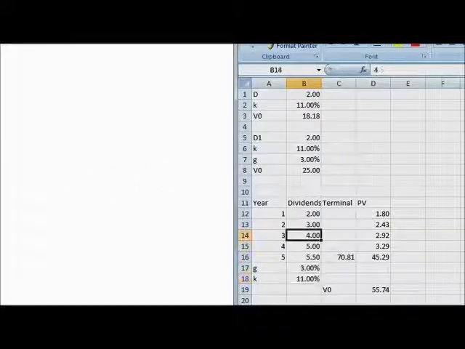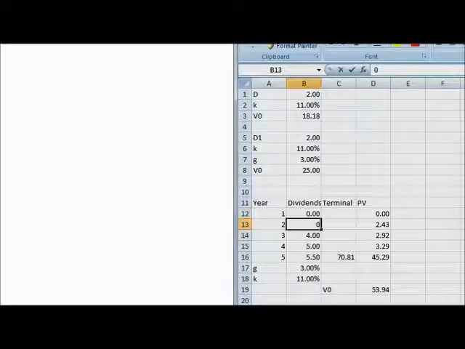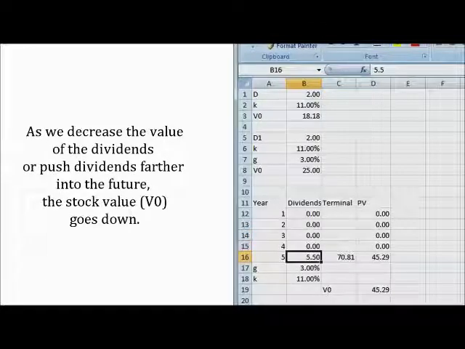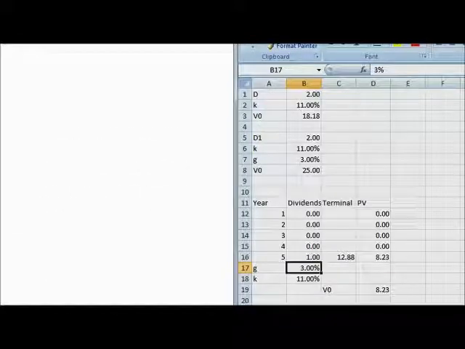In the same way, we could have changed the value of any of these dividends. Suppose that in fact, the stock didn't pay a dividend for the first couple of years. We can set these values to 0. And then, of course, all we require is that the stock pay a dividend at some point in the future. What if it starts out by paying $1 per share in year 5? Well, then the value of the stock is simply the present value of all the dividends starting in year 5, in this case, $8.23.